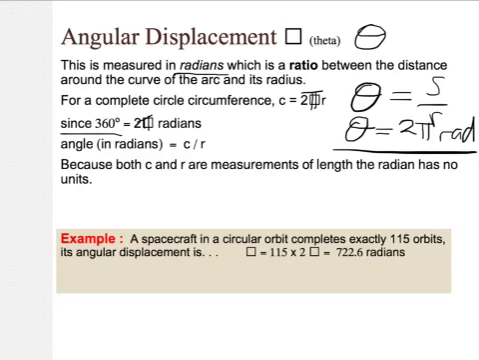The radian itself doesn't actually have a dimension. It's not a proper unit. It's simply a ratio of two lengths, and that's why there's no actual dimension to the unit radian. So keep that in mind. It's simply a ratio.